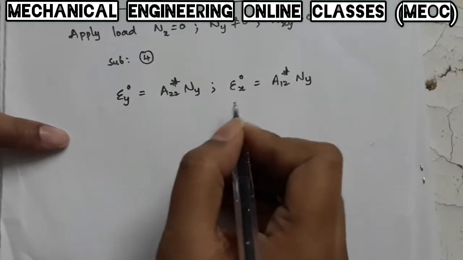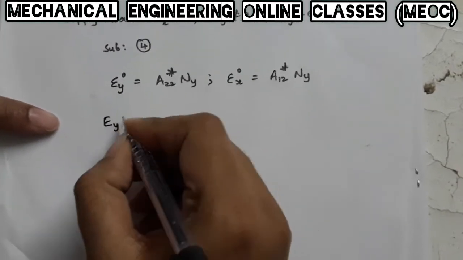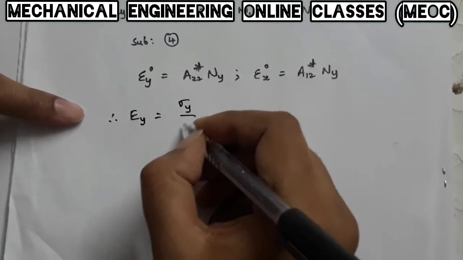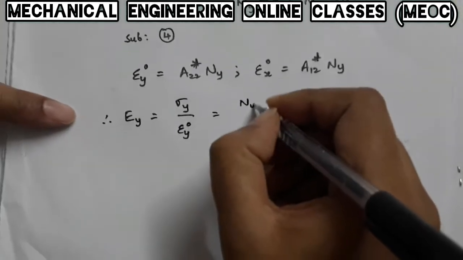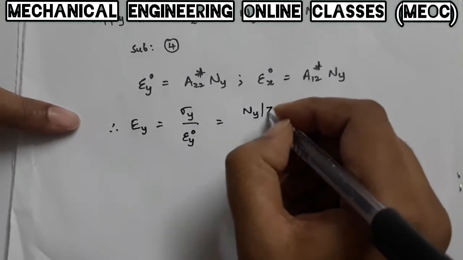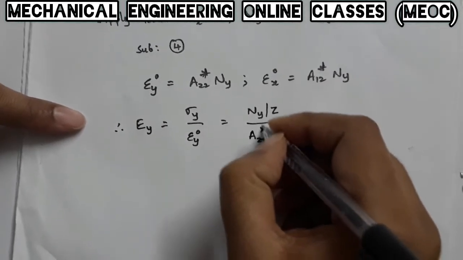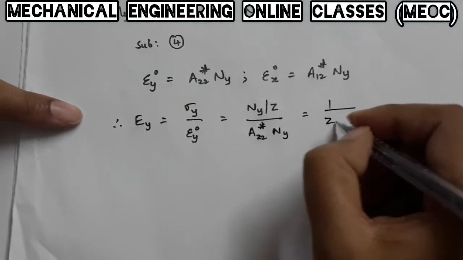Again I will substitute these values in the value of Young's modulus along y direction. Therefore Ey is equal to sigma y by epsilon y naught, which is again equal to ny by z whole divided by A22 star into ny. So it is 1 by z into A22 star.